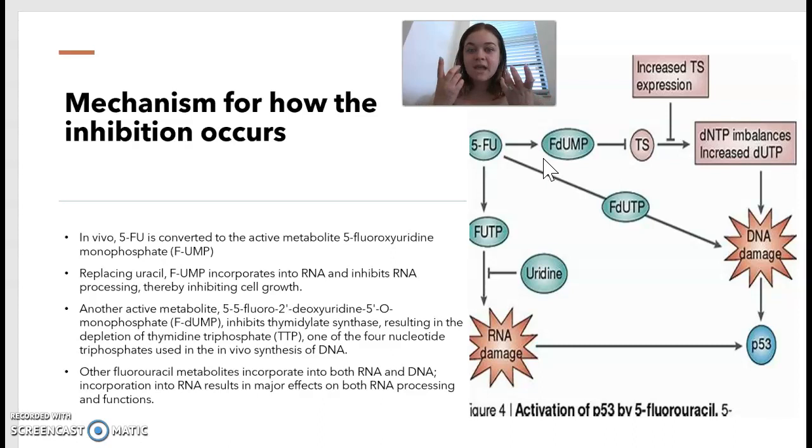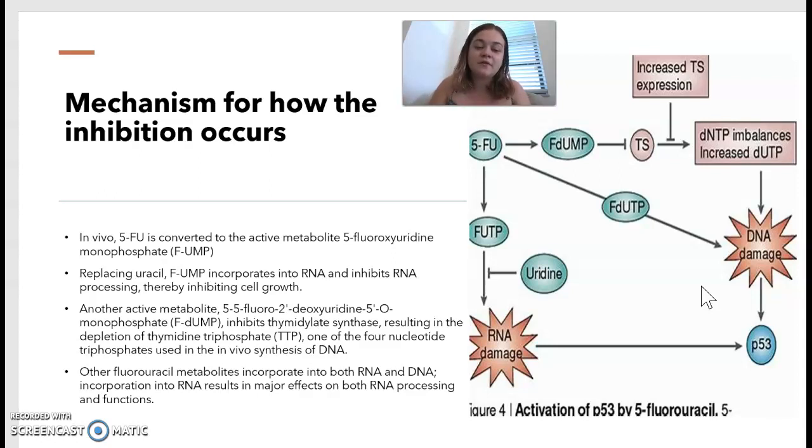So not only are we getting in the middle of RNA synthesis, we're also damaging DNA synthesis. So it's twofold what's happening here. We end up having this increased expression of thymidylate synthase, and then it ends up causing DNA damage. And with the mechanism of having the fake uracil, our drug, this 5-FU, it ends up replacing itself into RNA, causing RNA damage. And then the RNA synthesis and everything can't carry out properly. So then our tumor cells aren't able to grow, which is great for the cancer patients.